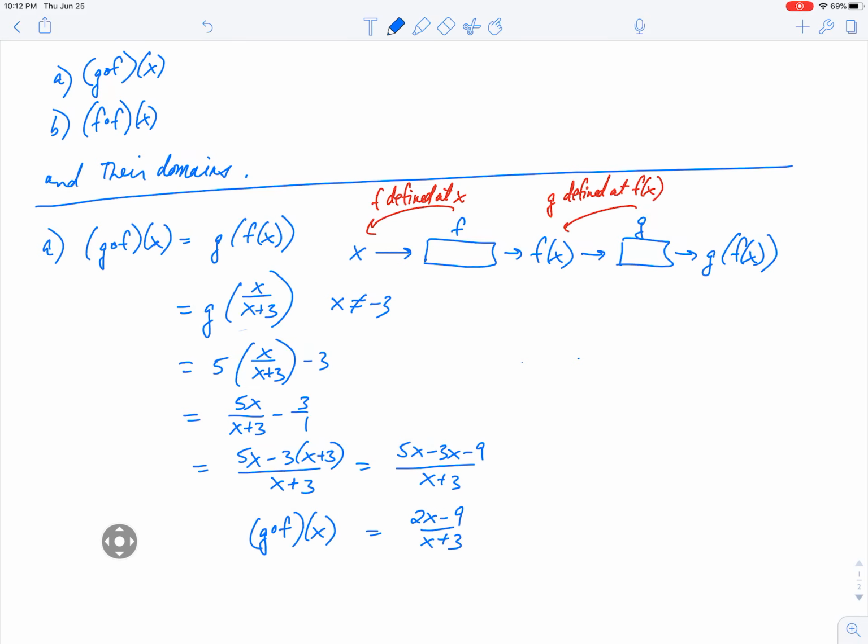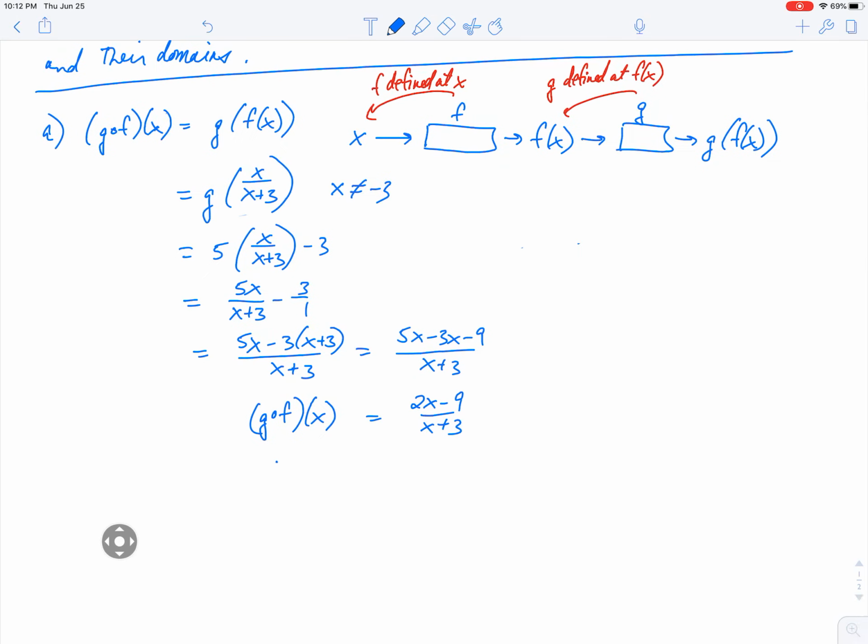And we want to also state the domain. So the domain is going to be all real numbers except for negative 3. So we write negative infinity to negative 3 union negative 3 to infinity. This would be our answer.